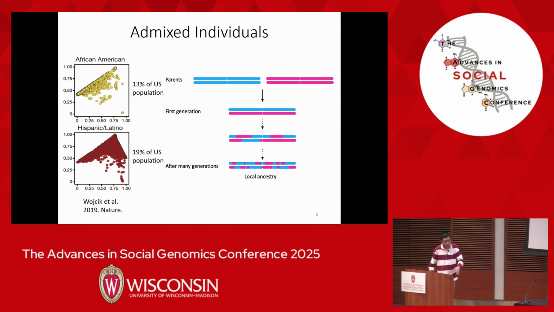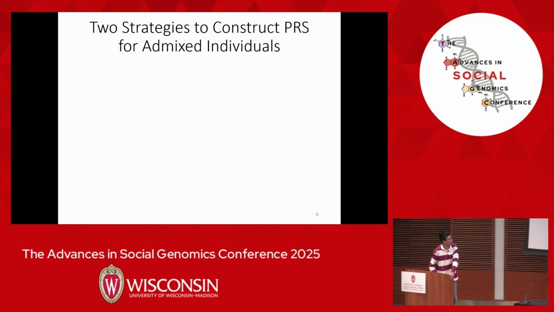The left figure is a PCA of the genotypes from the two largest admixed groups in the US, African Americans and Hispanic Latinos. You can see from the PCA that there are really continuous variations along the axis. It's not like European or African. And this brings up the question of how we can best construct PRS for those admixed individuals.